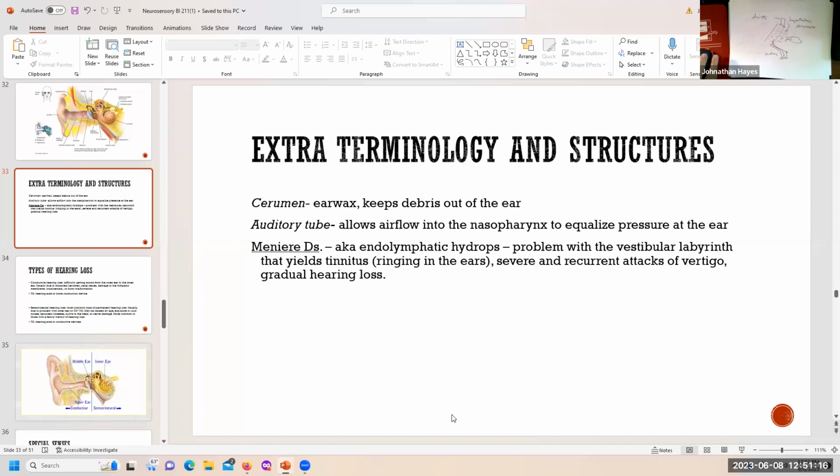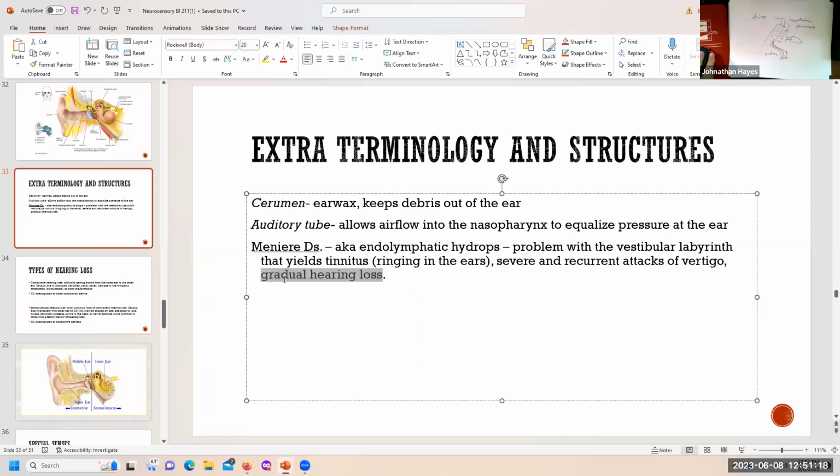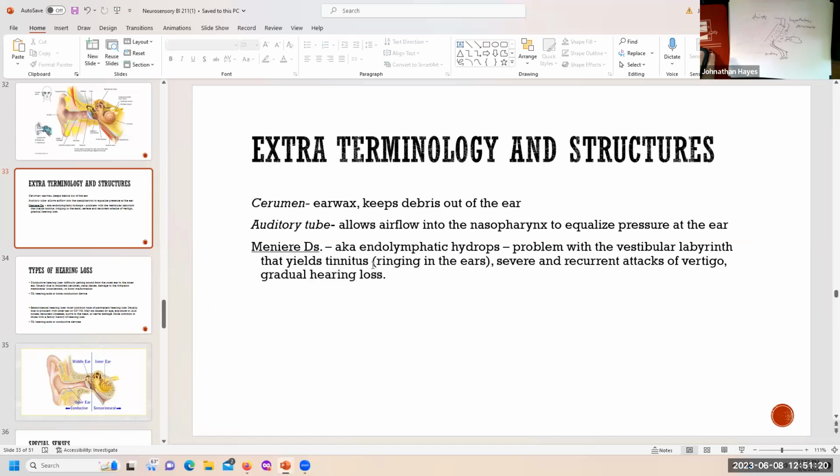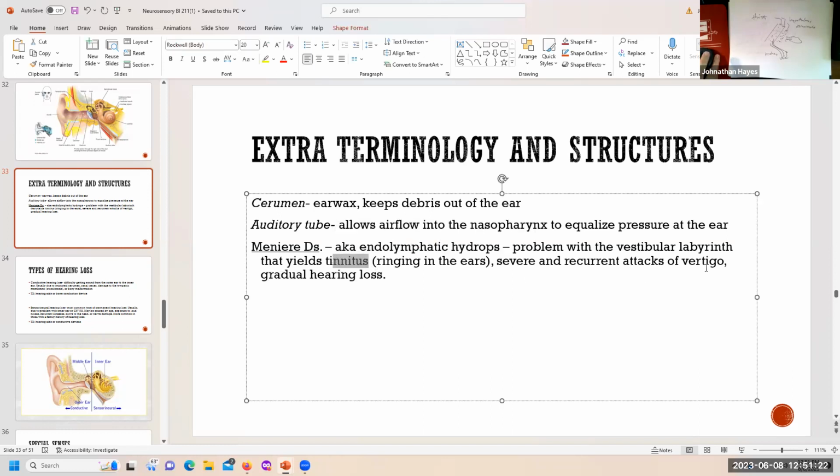But if I just have gradual hearing loss and tinnitus, that's not Meniere's disease. Do you have the vertigo? No, then it's not Meniere's, right? If it's Meniere's, it's got all three. It's kind of like a syndrome. But sometimes when you say the word syndrome, that means you have to have like a certain minimal number of signs and symptoms, and those signs and symptoms always have to be present.